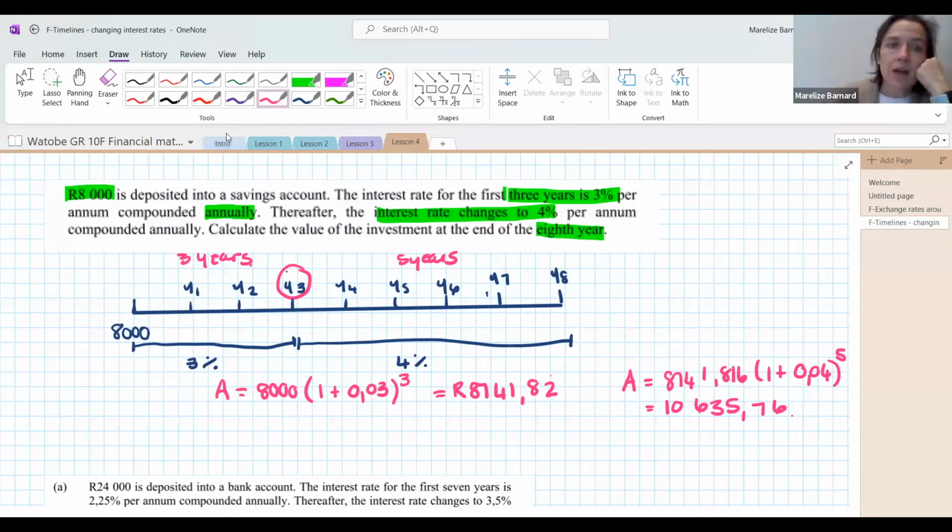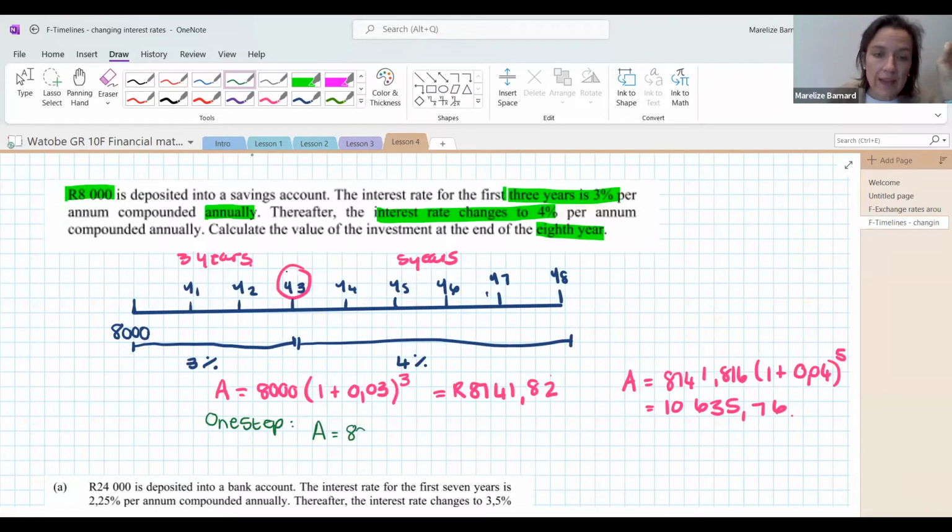Okay. Now, I do want to show you how to do this in one step, because it is quite useful and it is a time saver if you can do this in one step. And the way to do this in one step is to say A, which is what I have at the end of the 8 years.